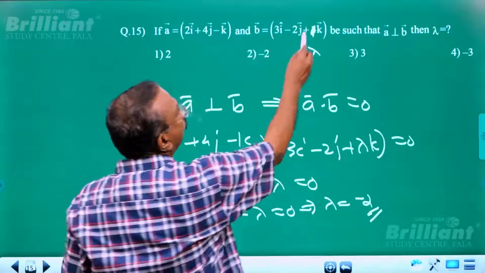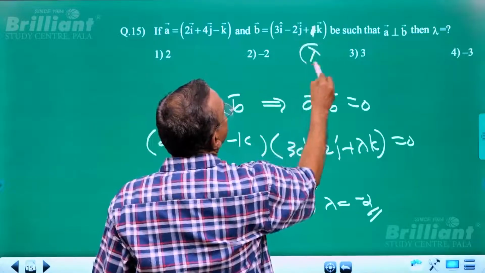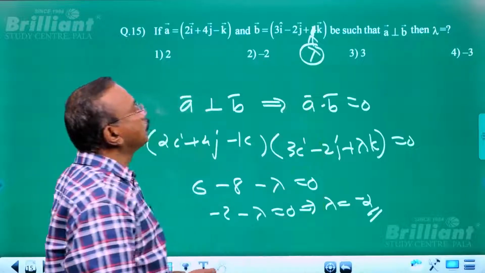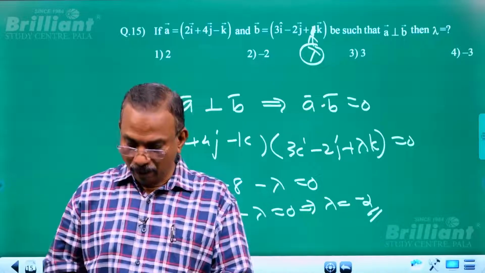So in the question there is a small change: that should be lambda. Here it is marked only as 4. So please correct it with lambda.